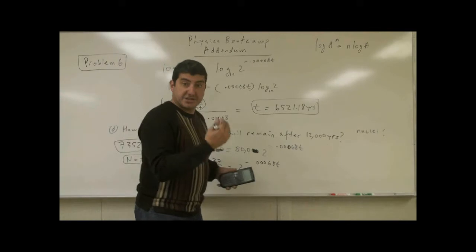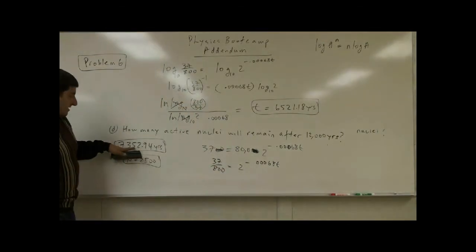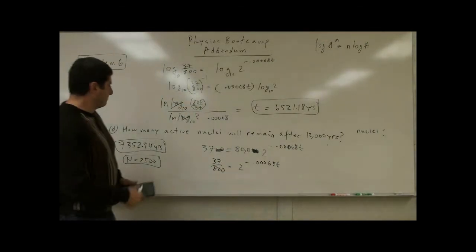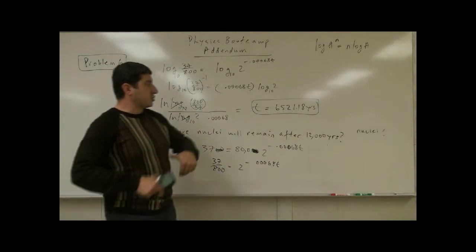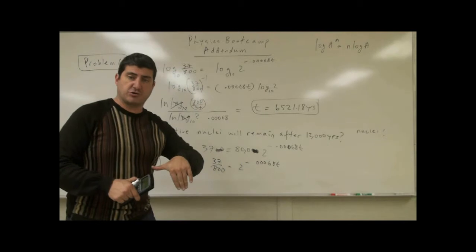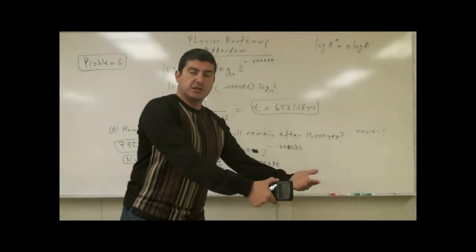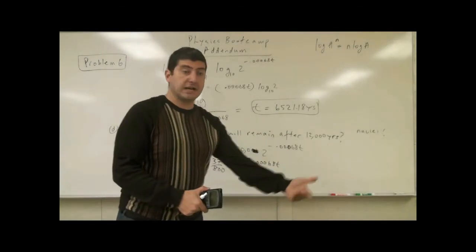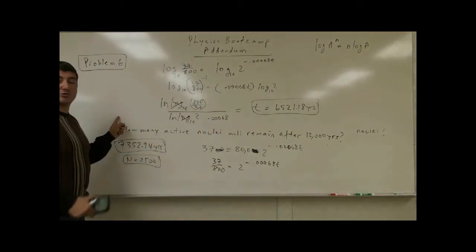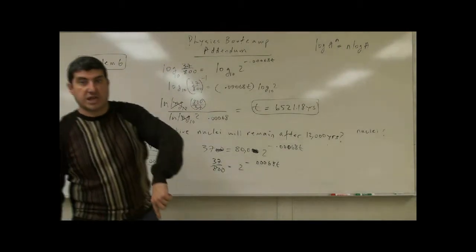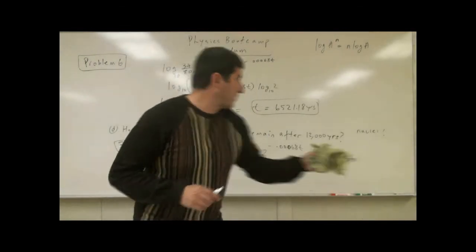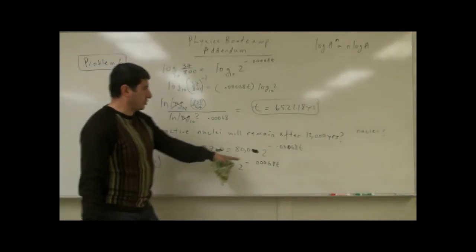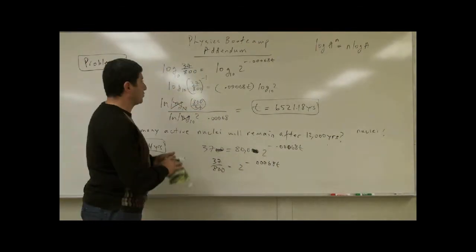Okay, so that is the answer. This is a little bit less than 7,352 years, right? Now, what was the final question? How many active nuclei will remain after 12,000 years? In this kind of question, we want to know how many nuclei will remain after a certain time, whereas in the previous question, we wanted to know how many years it will take to have a certain number of active nuclei, right? So basically all we do here is put the 12,000 into the original equation.